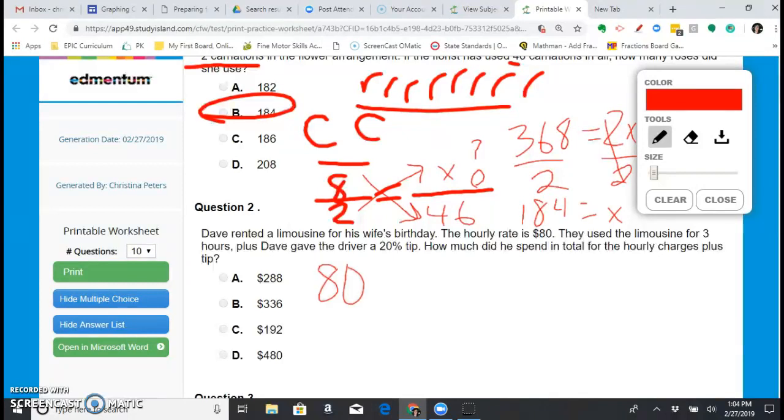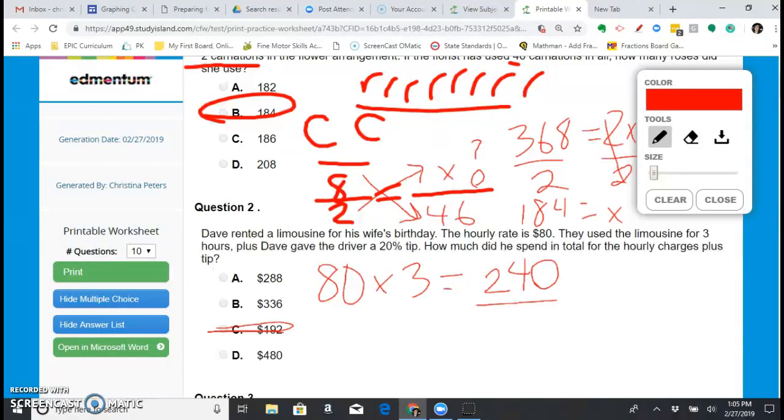So it's $80 an hour, and they rented it for 3 hours. That's the easy part. So 80 times 3 is 240. They spent at least 240. So I'm going to mark out C. They spent more than that.